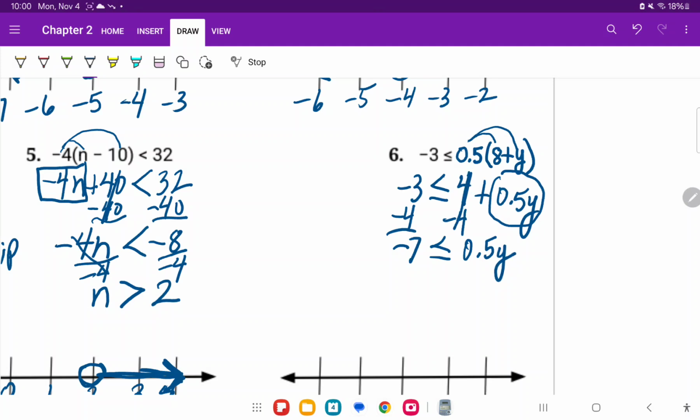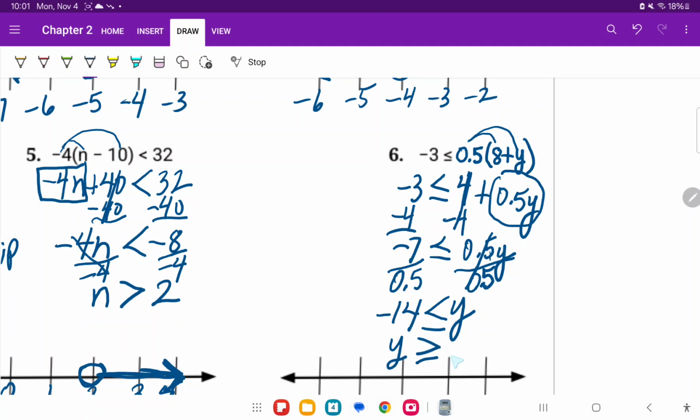Okay, that cancels out. So now we want to get the y all alone. So we'll divide by 0.5. Divide by 0.5. So when we do that, we get negative 14 is less than or equal to y. But the y is on the wrong side. So we're going to flip that around. All right, don't forget to flip it this time because y needs to be on the left.